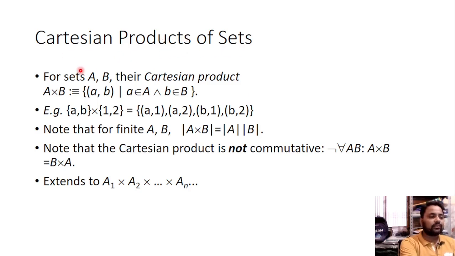Here are the Cartesian products of sets. For sets A and B, their Cartesian product A cross B is the set of pairs (a,b) such that a belongs to A and b belongs to B. For example, {A,B} cross {1,2} equals {A1, A2, B1, B2}. We form the subsets using the elements: the first element A combined with 1 gives A1, then A2, then B1, then B2. Note that for finite A and B, the size of A cross B equals the size of A times the size of B. Note that the Cartesian product is not commutative: A cross B does not equal B cross A in general. It extends to A1 cross A2 cross A3 up to An.